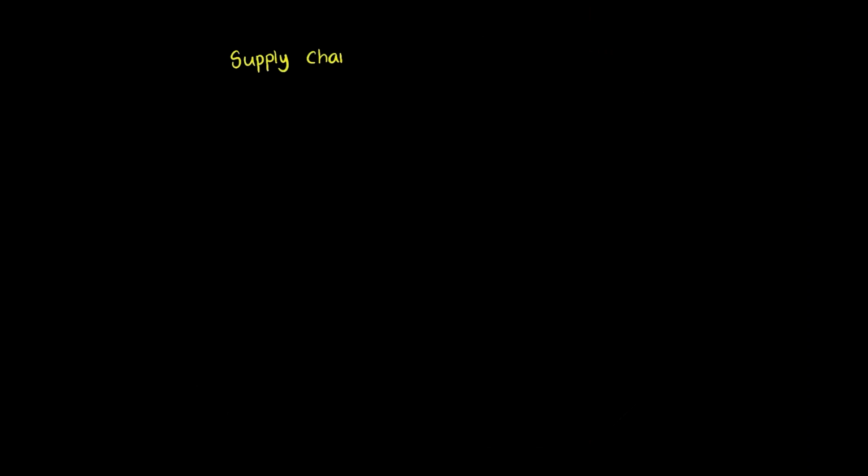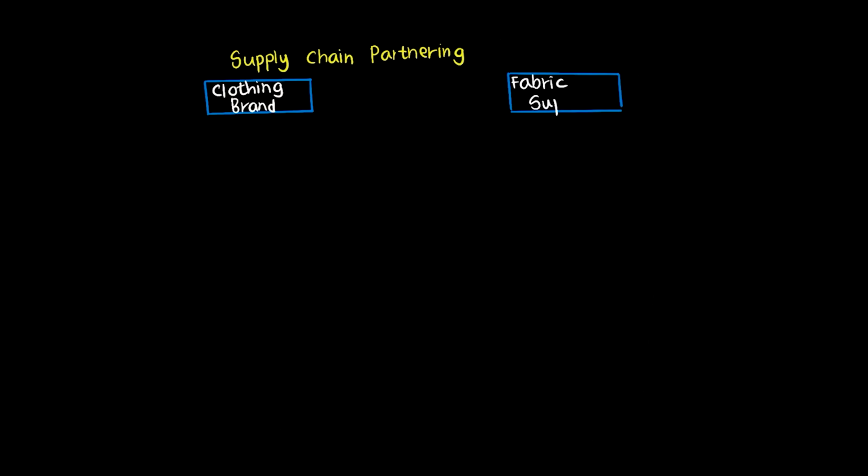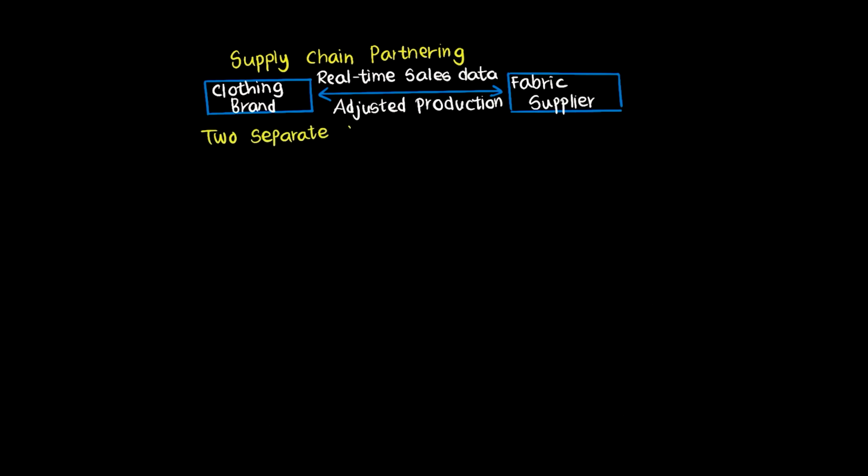Supply chain partnering is about collaboration and transparency between companies. This clothing brand shares real-time point-of-sale data directly with its fabric suppliers. No waiting for formal purchase orders. The supplier can see what is actually selling and adjust production accordingly. That is supply chain partnering. Two separate companies choosing to share information so both can respond faster to actual market conditions.